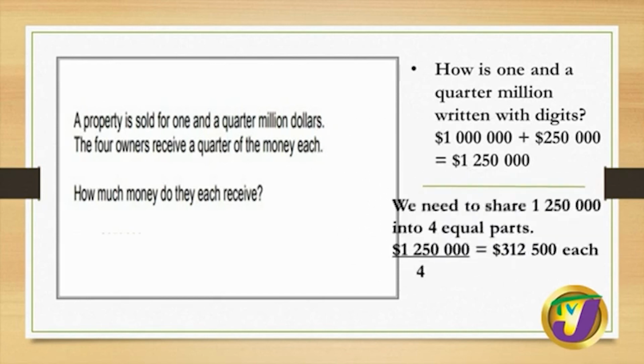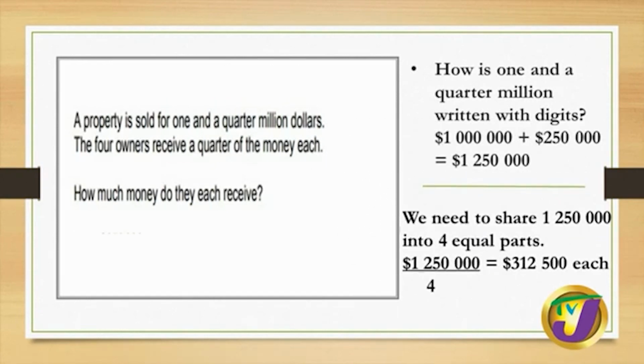Good. Now we need to share $1,250,000 into 4 equal parts. And we know what we do when we want to share. We're going to divide. Divide 4 into that amount, and we get 312,500 each. That is the share for each person.